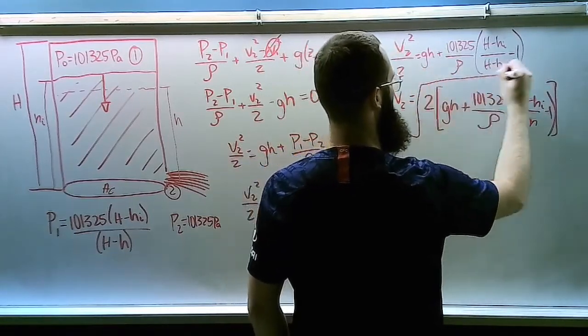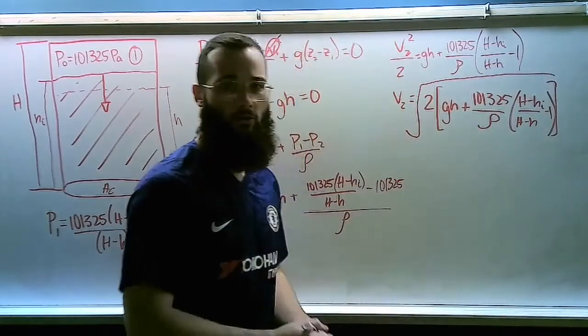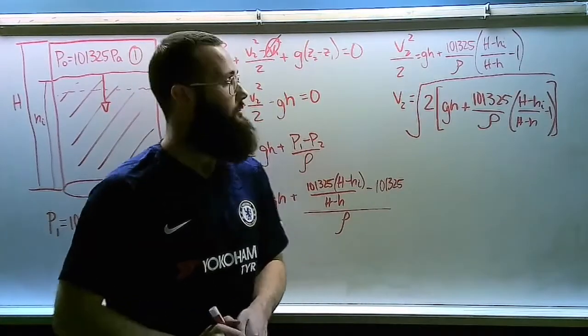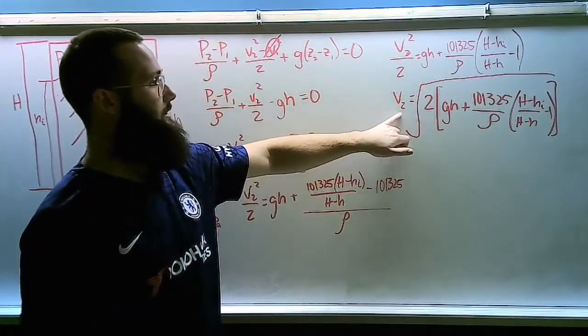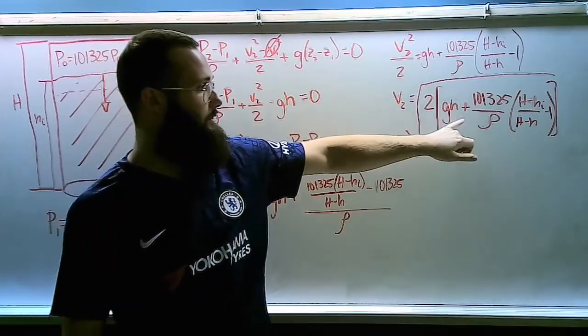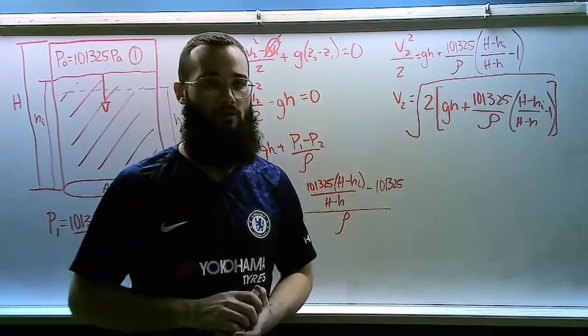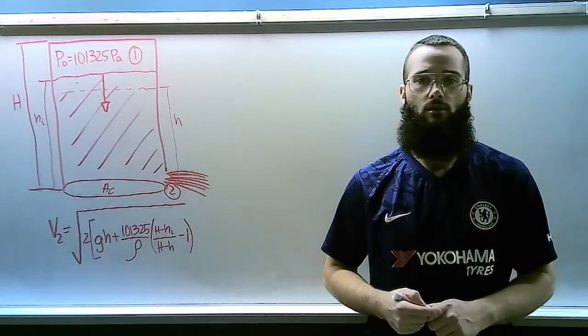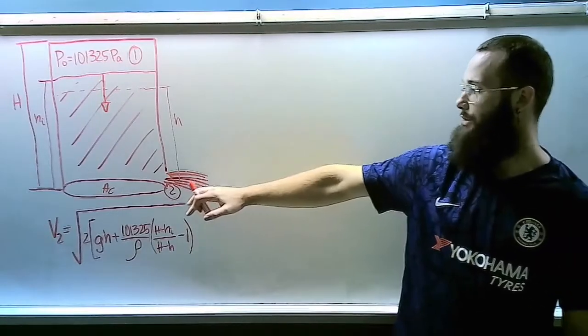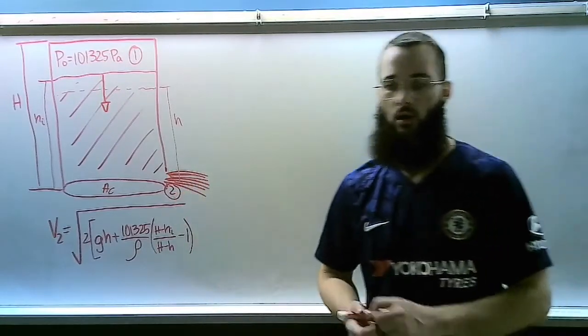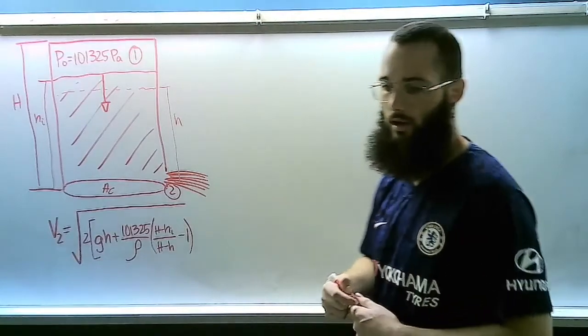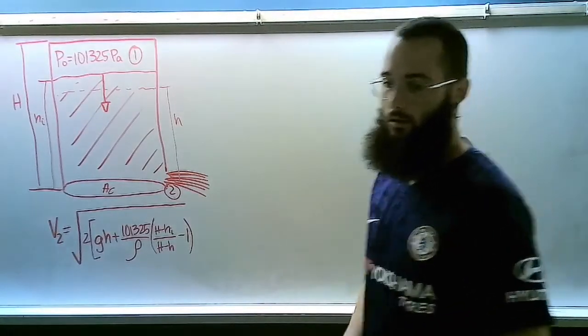And this whole thing here is the 1/2 power, so we'll take the square root of it. So this is our function for the velocity at 2 based on the height of the fluid at any given time. So now that we have the velocity at point 2 as it exits the vessel, we need to figure out how it relates to time.